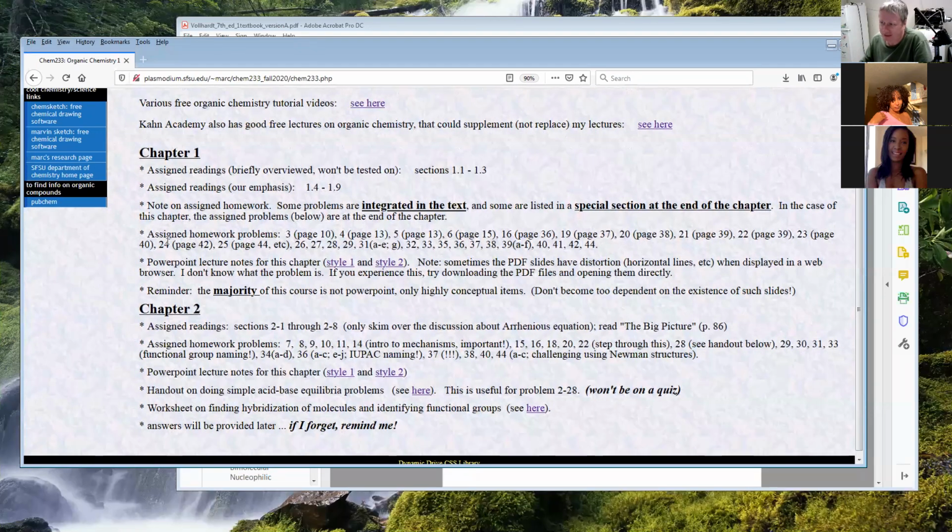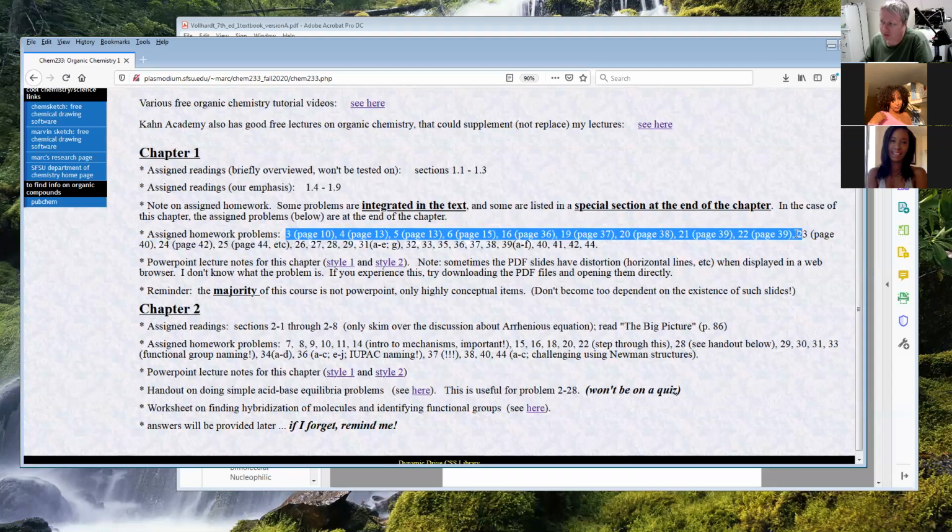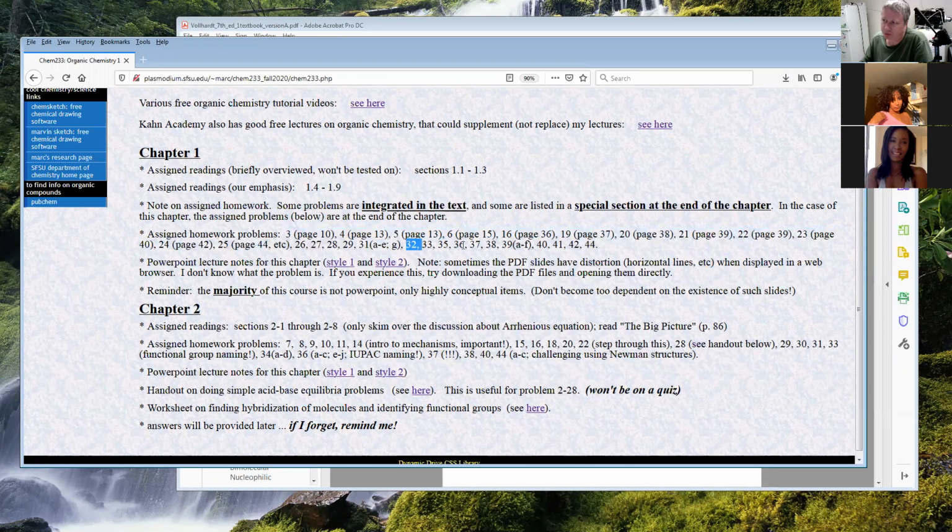All right, so a student asked today about these homework assignments, and I just wanted to be clear about it. When we say assigned homework problem, page 10, some of the earlier problems in each of the chapters are integrated into the text. So you'll see them in the chapter text, and then the later ones will be at the end of the chapter. I just wanted to make that clear.